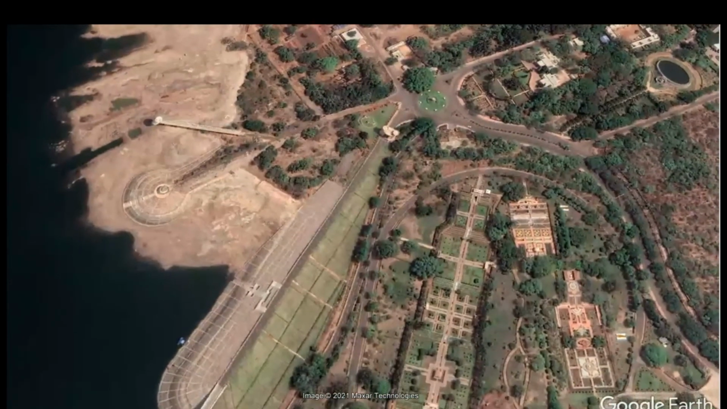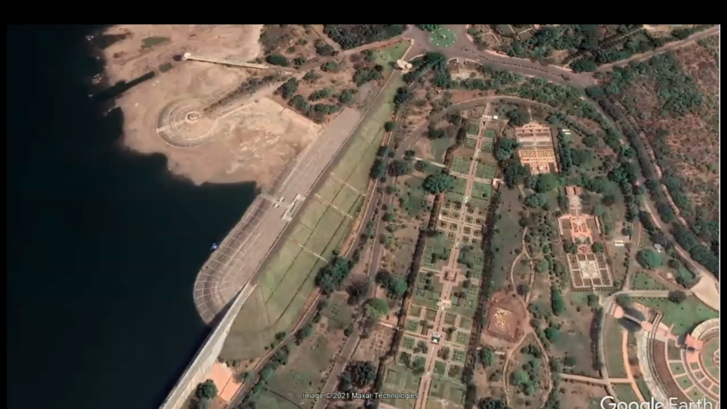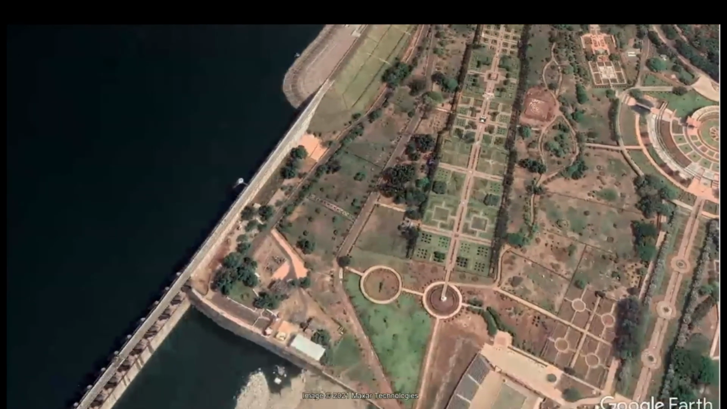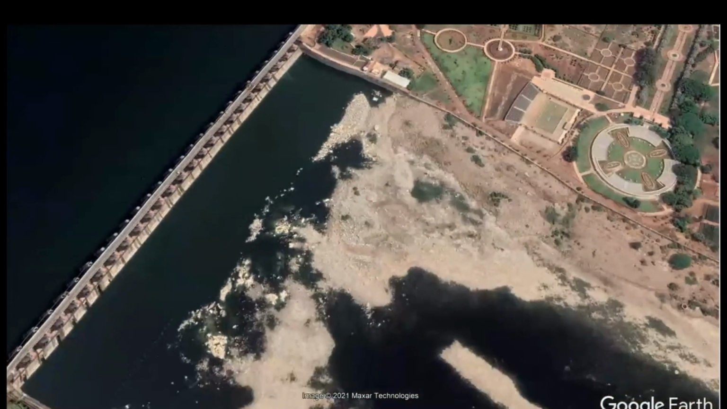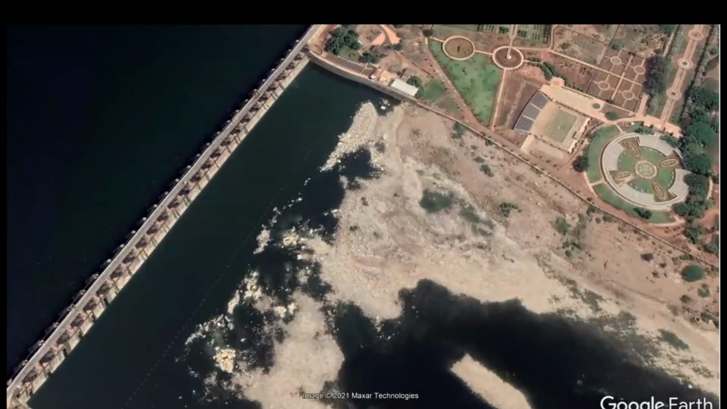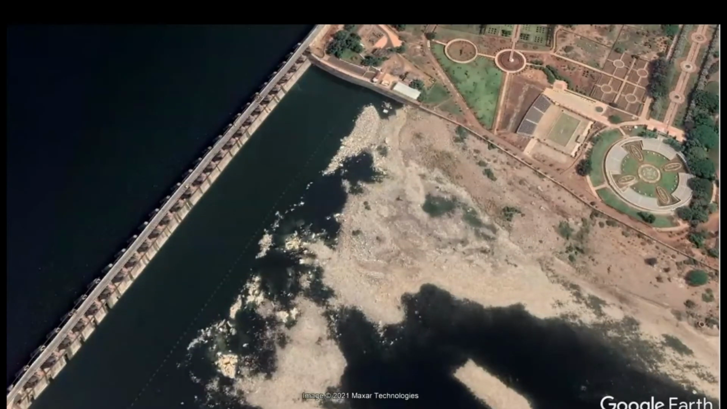This is the gravity dam, and there is a huge building that you can see. This huge building is basically the power station that we have at our dam. So this is what a dam looks like, and this is what a dam is made up of.